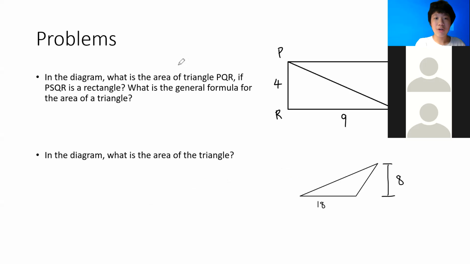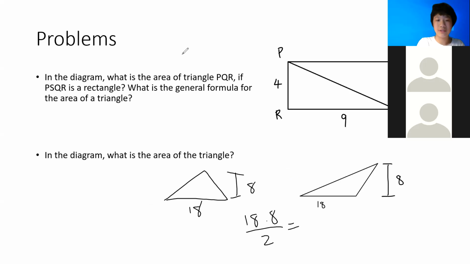So what will this be? It doesn't matter how much stretched this triangle is. It could be just like this, 18 and 8. These will have the same exact areas. So what's it going to be? 18 times 8 divided by 2, 72 units squared. All right? Are there any questions about that?